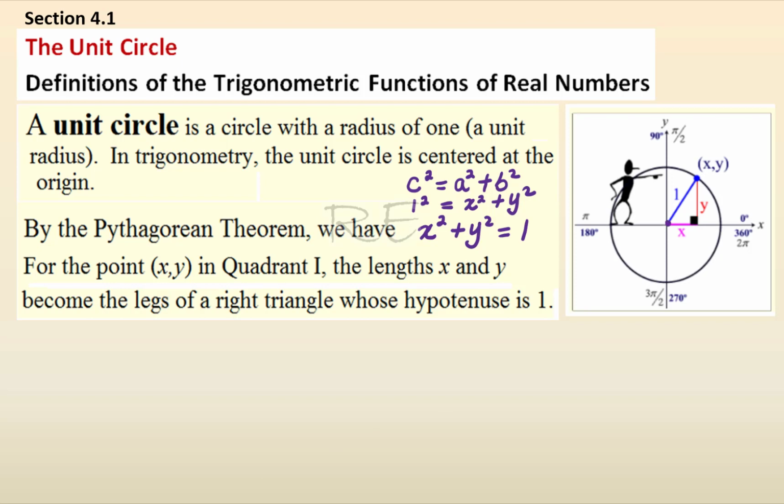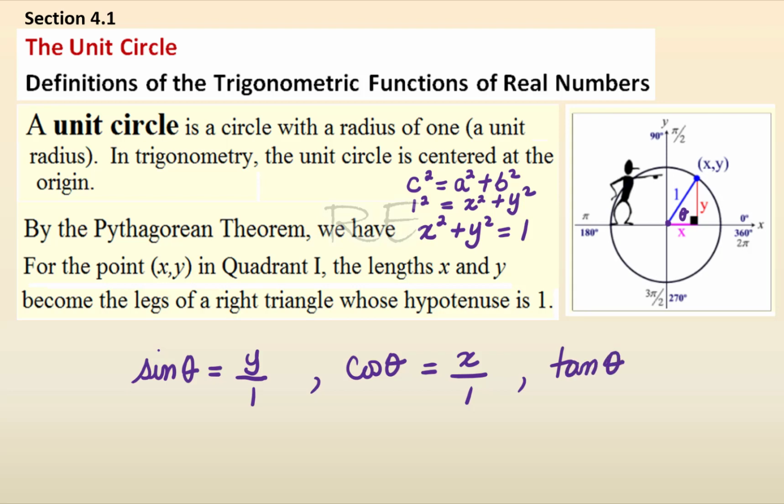And we know that the lengths are x and y. Therefore, sine theta will be equal to y over 1, which is y. And cosine theta will be equal to x over 1, which is x. Tangent will be sine, which is y, over cosine, which is x.